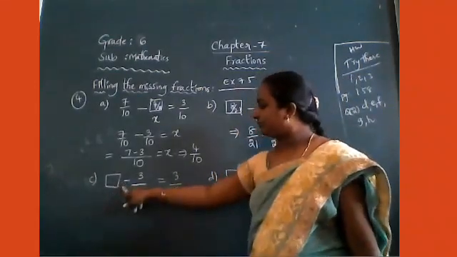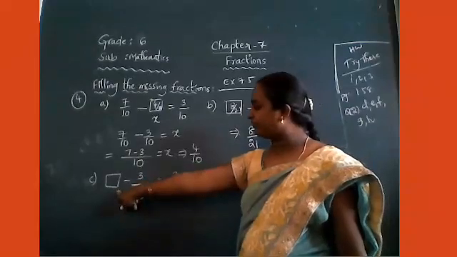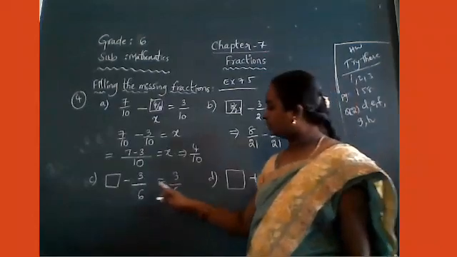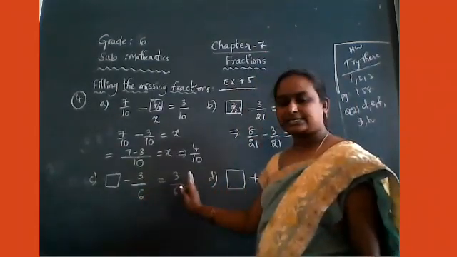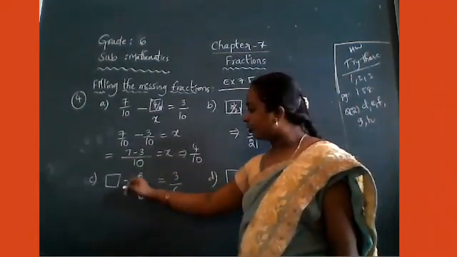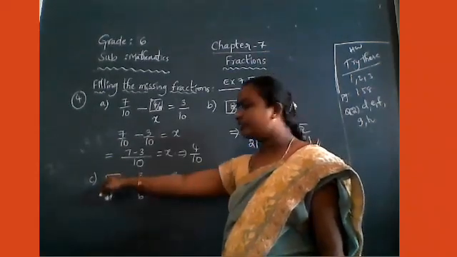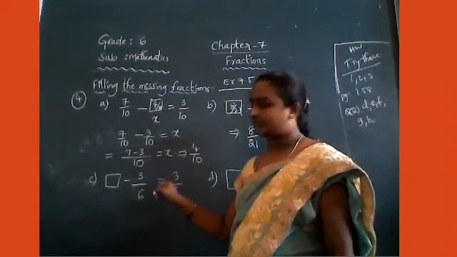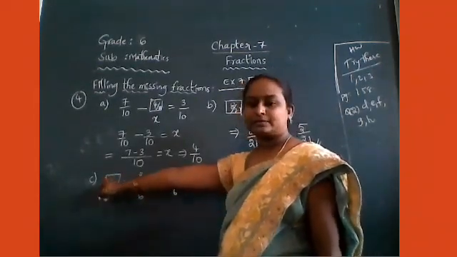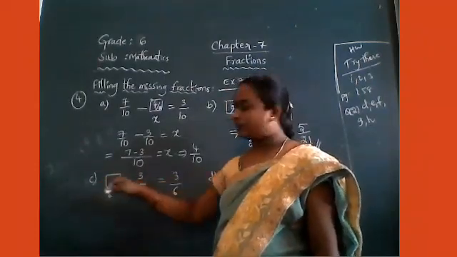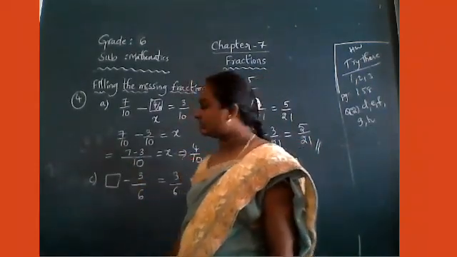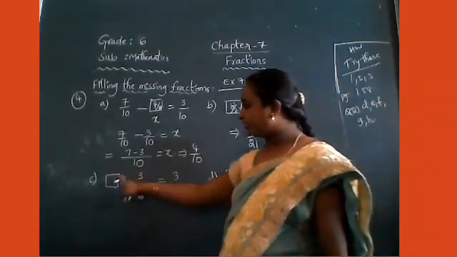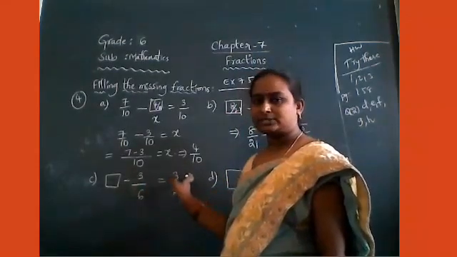Here, empty box. Now here the missing fraction minus 3 by 6 is equal to 3 by 6. To get 3 by 6, you have to take more than this fraction 3 by 6. If you take 2, you will get my answer in the form of minus. Then you have to take plus. So more than 3, that is 4 or 5. If you take 5, you will get 2 only. So then you have to take 6.